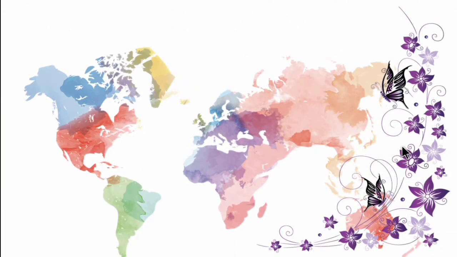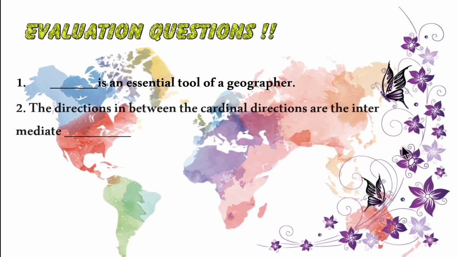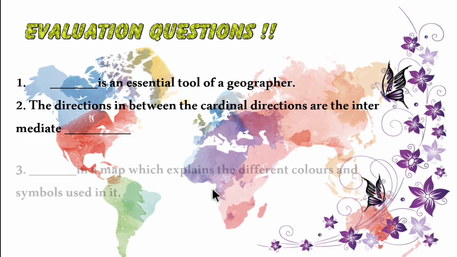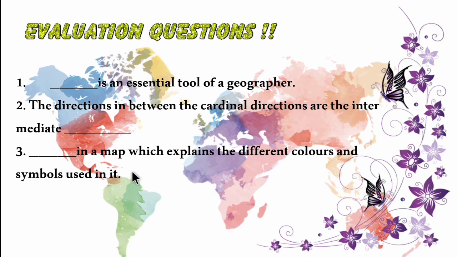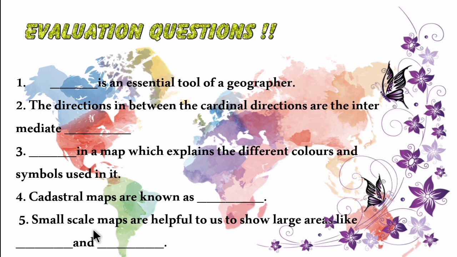So first one is, which is the essential tool of a geographer? Second question, the directions in between the cardinal directions are the intermediate. Third question, in a map, which explains the different colors and symbols used in it? Fourth question, cadastral maps are also known as. Fifth question, small scale maps are helpful to us to show large areas like.